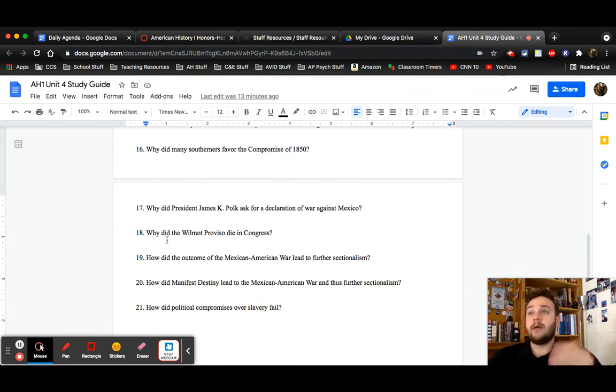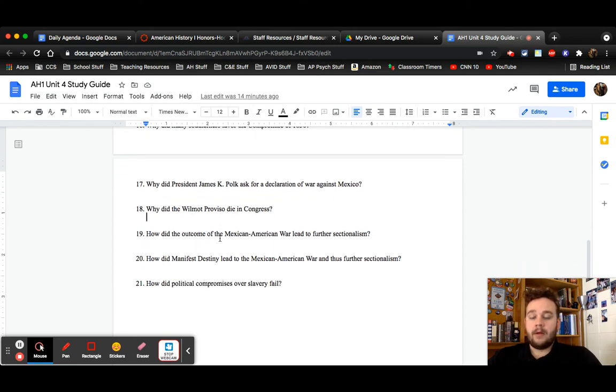Why did it die? Because the South said absolutely not. No, we want that territory to be open to slavery. And keep in mind that things have to pass the House and the Senate. It passed the House, did not pass the Senate. So that's why it died.